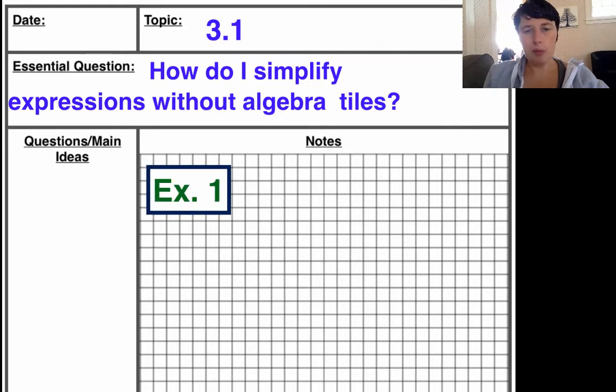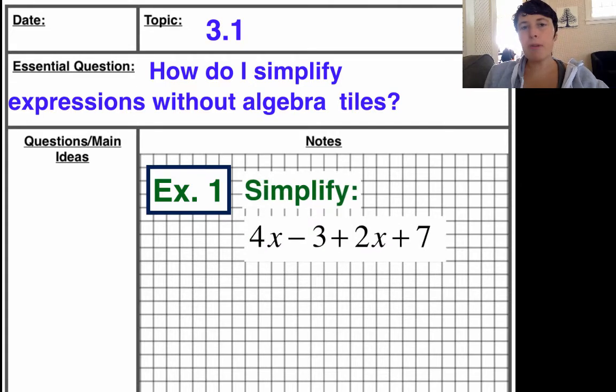So we're going to try a problem, and our first example is going to be to simplify. The problem is 4x minus 3 plus 2x plus 7. So you're going to write that down in your notes so that you have the same thing as I do. And then we're going to go through the steps. What are the steps to doing this problem?